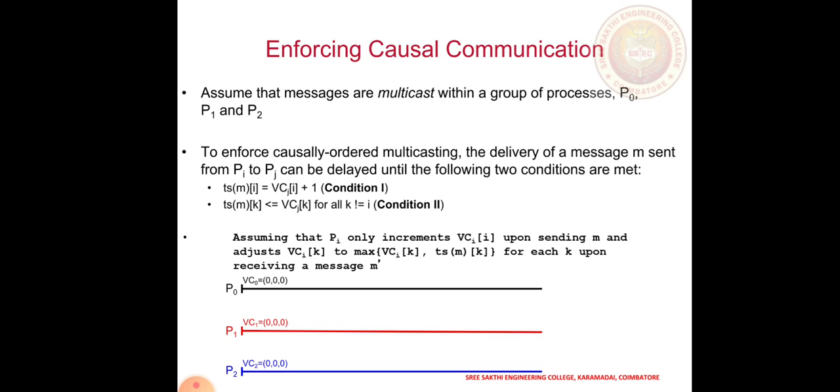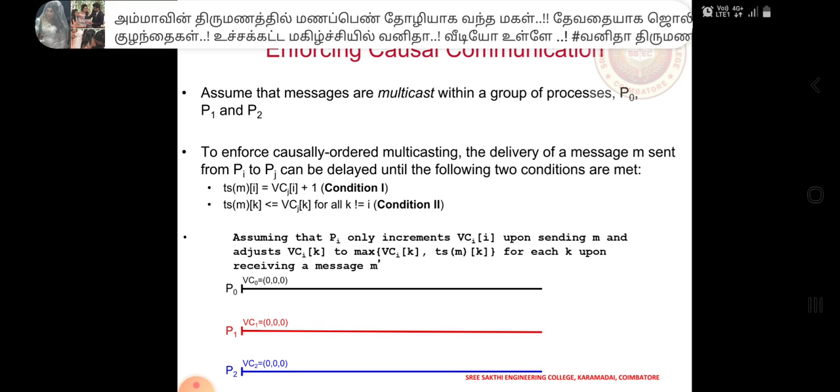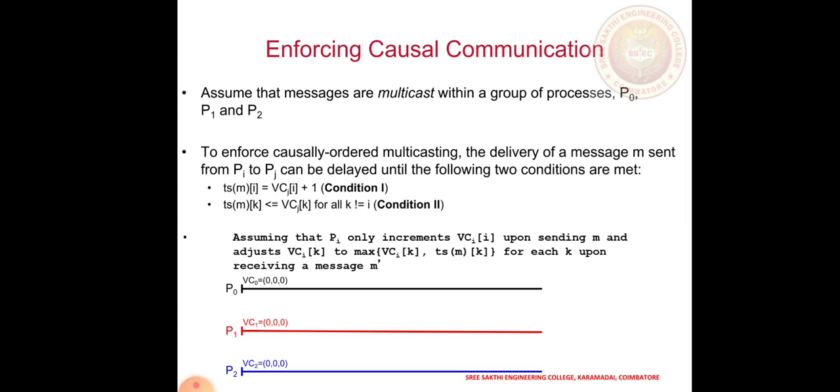And enforcing causal communication. Assume that a message is multicast within a group of processes P0, P1, P2. To enforce causal ordering, delivering a multicast message from Pi to Pj can be delayed until the following two conditions are met. The first condition is that the time to be maintained in the particular process should be equal to VCj of i plus 1. That means the time should be VC plus 1. And also the time of k is less than or equal to VCj of k. That has to be satisfied.